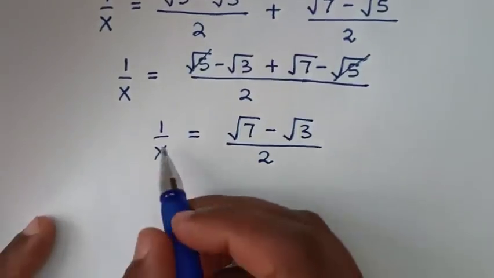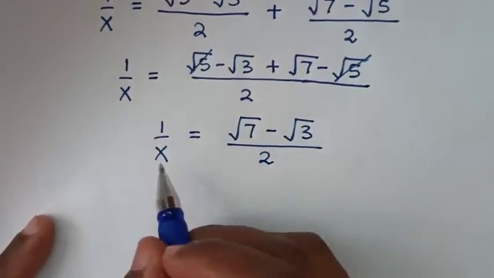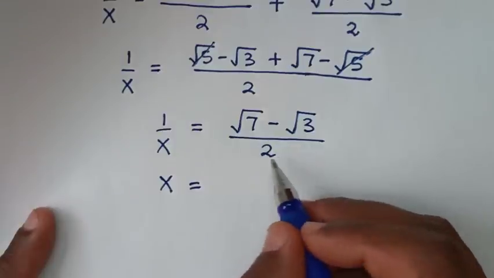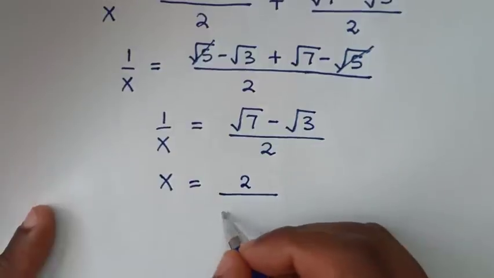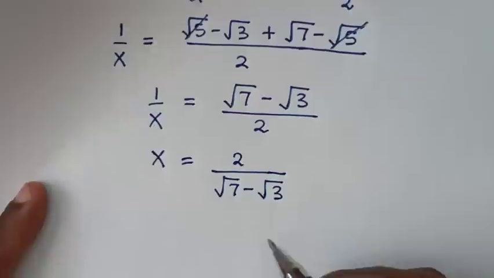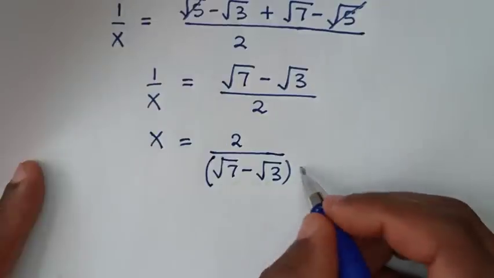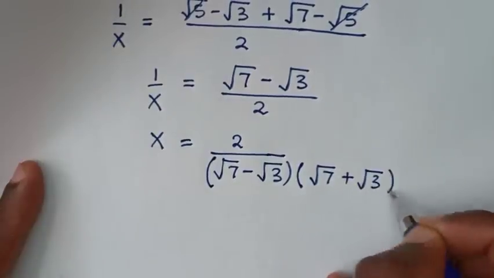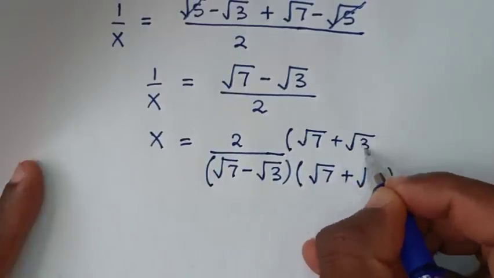Then here we have 1 over x, so we will find the value of x. So we'll take the reciprocal. 1 over x reciprocal, it is x is equal to the reciprocal of this, so this will be in the numerator, this in the denominator. So it will be 2 over square root of 7 minus square root of 3. Then here we rationalize this denominator. So it will be times, here it will be square root of 7 plus square root of 3, also in the numerator, square root of 7 plus square root of 3.